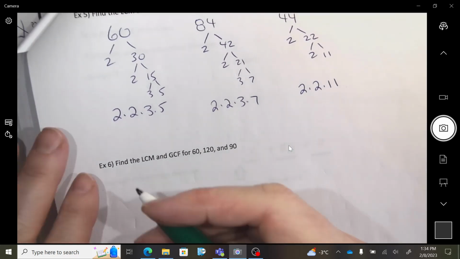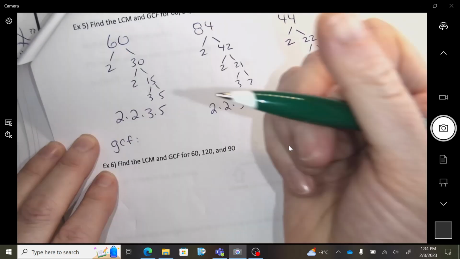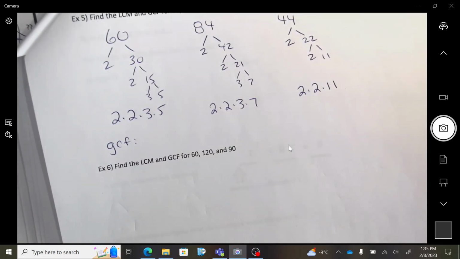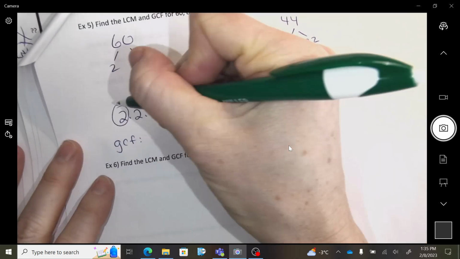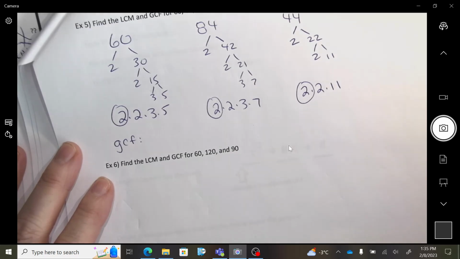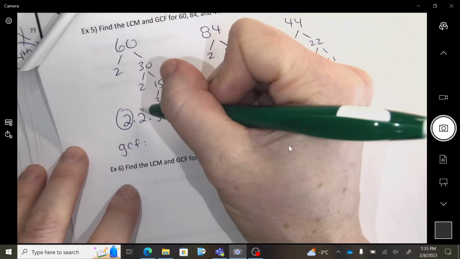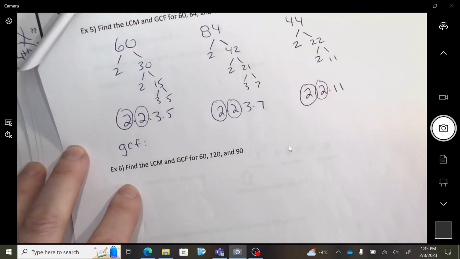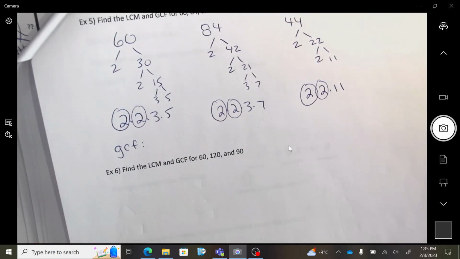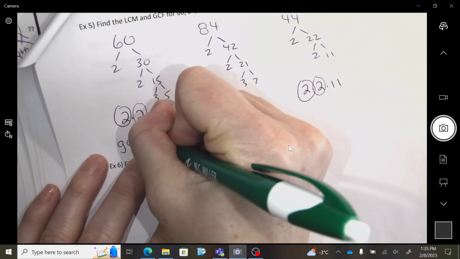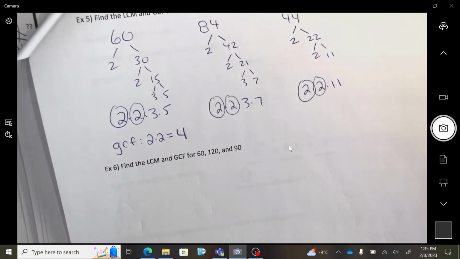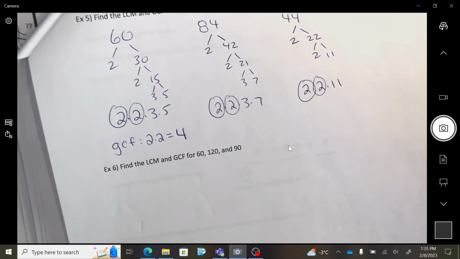Okay, so GCF, we are going to do the exact same. Everything has a what? A 2, so circle, circle, circle. Everything else still has another 2. That is it, right? They have to all have something, and that's it. So 4 is the largest number I can pick. I can divide 60 by 4, I can divide 84 by 4, and 44 by 4. That's the biggest number that I could possibly do.